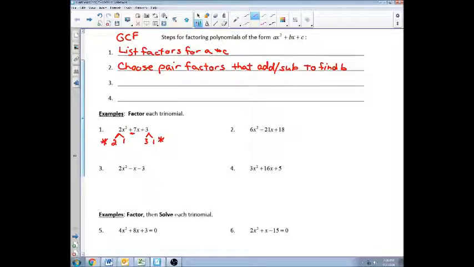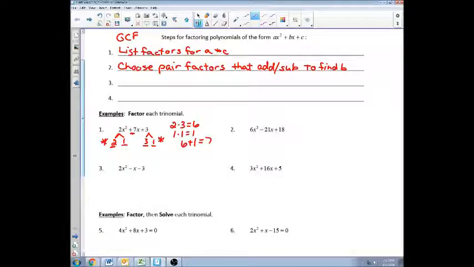So the first thing I'm going to try to do is take my 2 and multiply it by 3. That would get me 6. If I multiply 1 by 1, that would get me 1. Well, 6 plus 1 does in fact equal 7. So that is the combination of factors that I need to use.